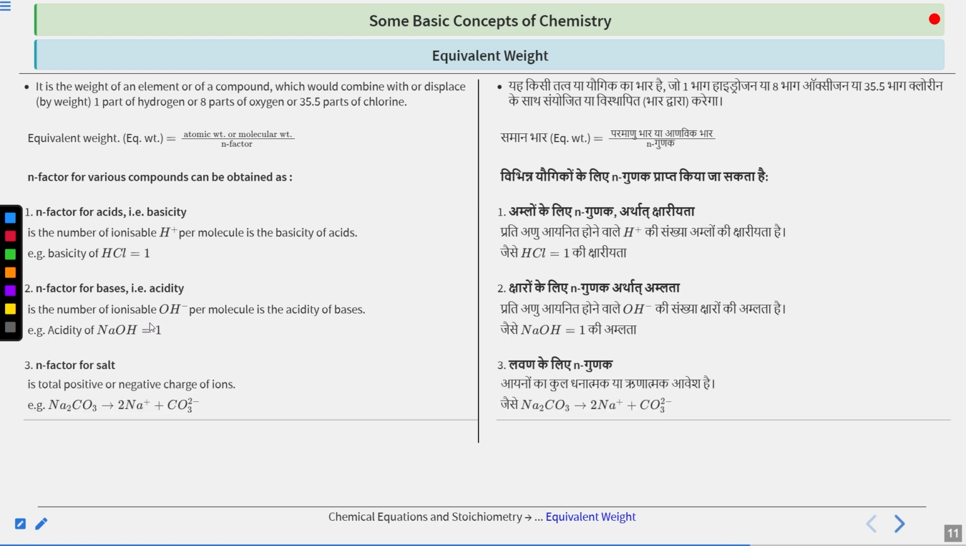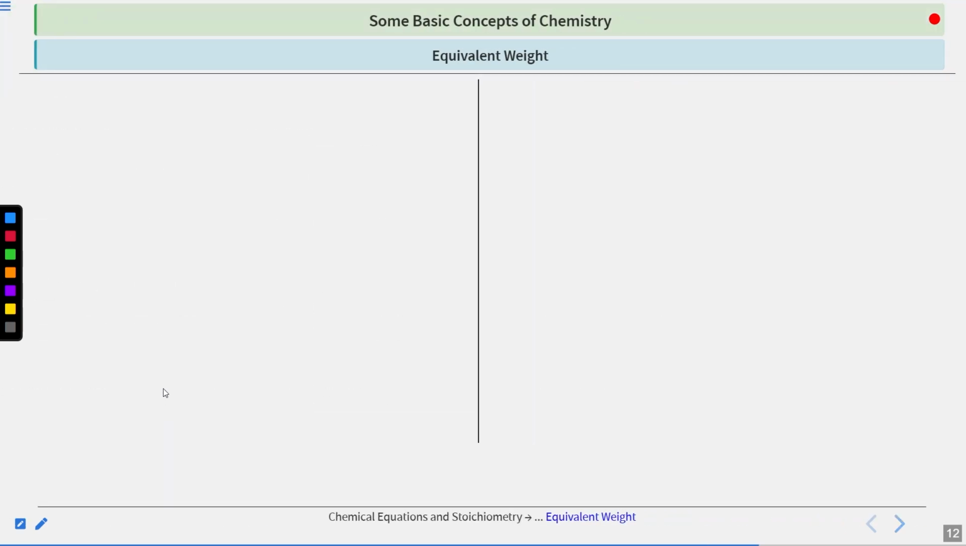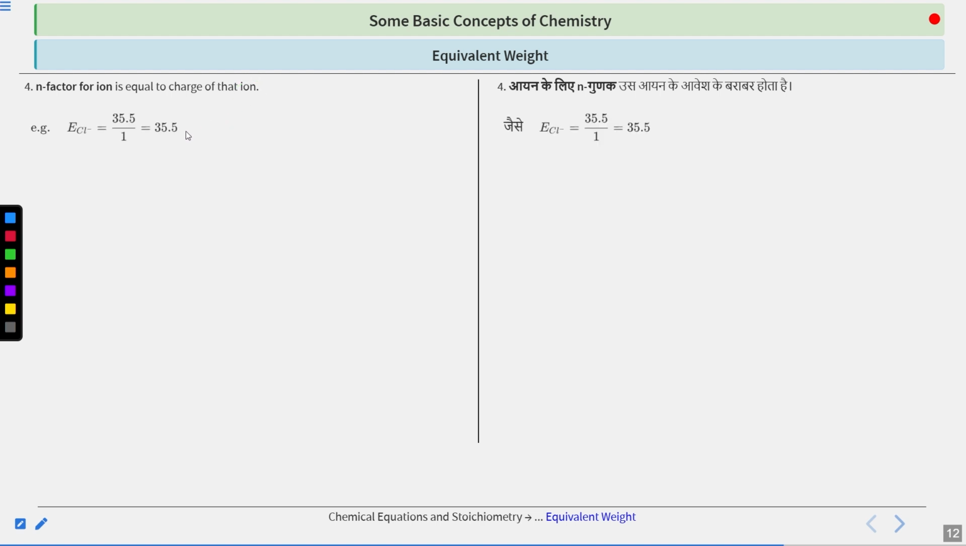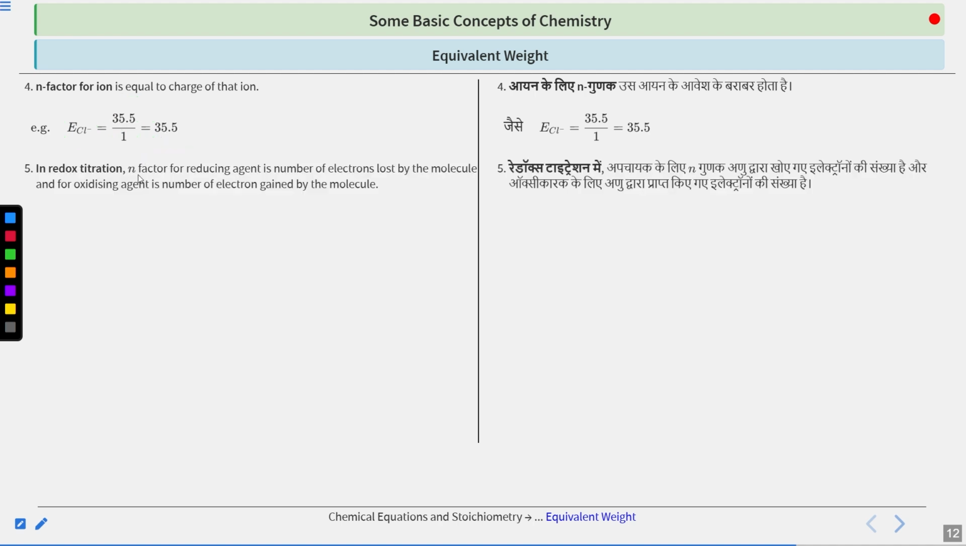What is the n factor for a salt? It is the total positive or negative charge of the ions. Next is the n factor for an ion. If you are taking an ion, the n factor is simply the charge on that ion. So if you calculate for Cl minus, you take the molar mass divided by the charge, that is -1. We take the modulus, not the actual value, because equivalent weight cannot be negative. Similarly, for a redox reaction, the n factor is the number of electrons lost by the molecule.